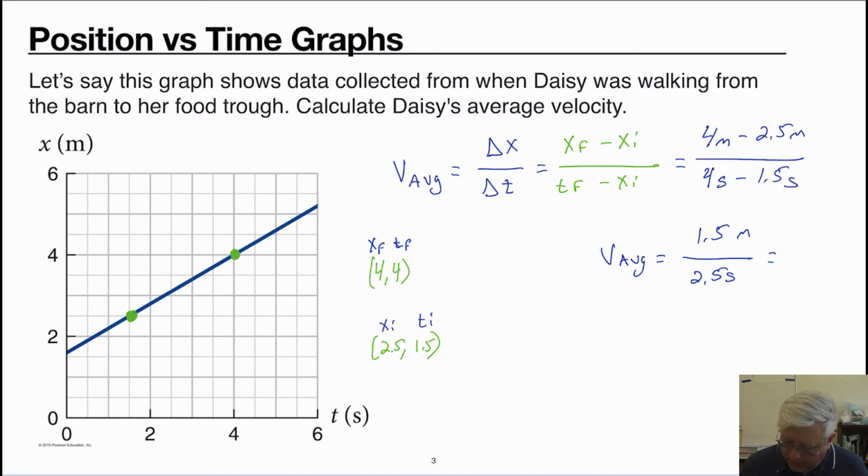Okay, so that gives us about 0.6 meters per second as her average velocity, and since it's a straight line, it's also the constant velocity. Right.